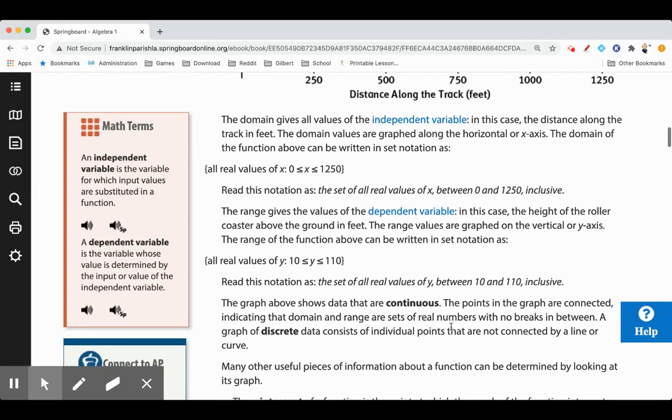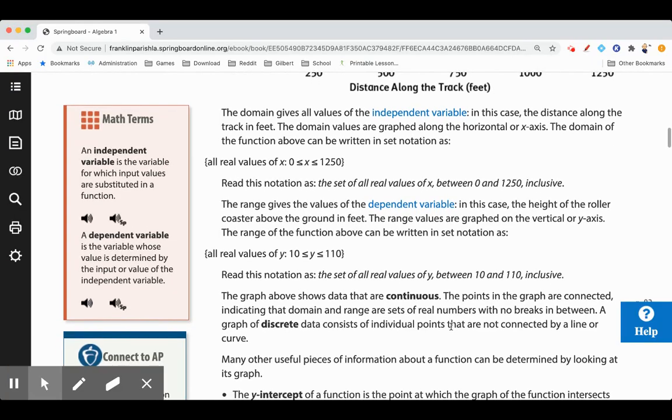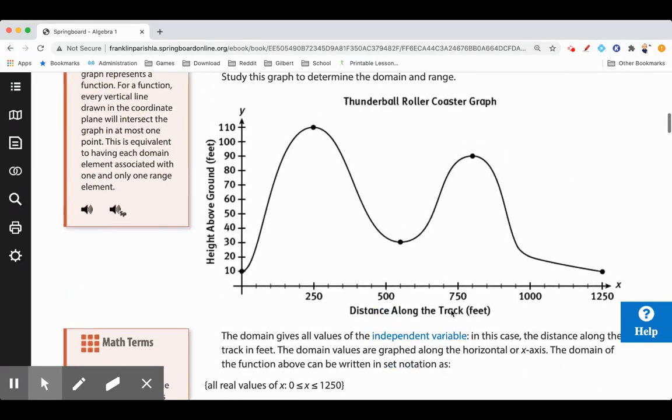A graph of discrete data consists of endpoints that are not connected by a line or curve. Discrete data would be like this point, and this point, and this point, if they were not connected by the lines.